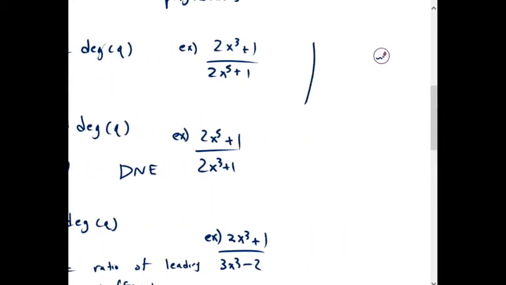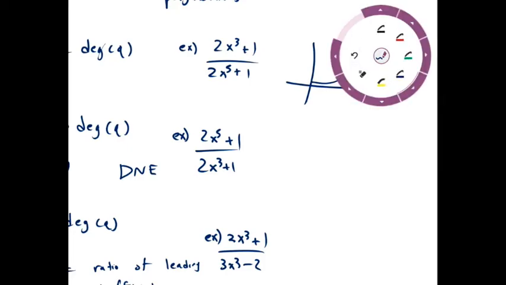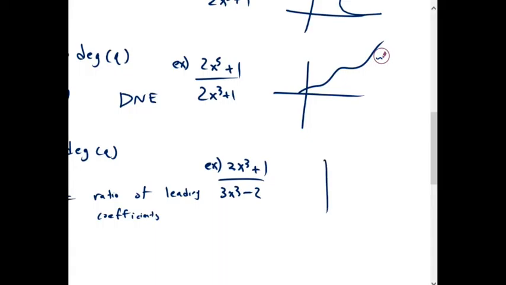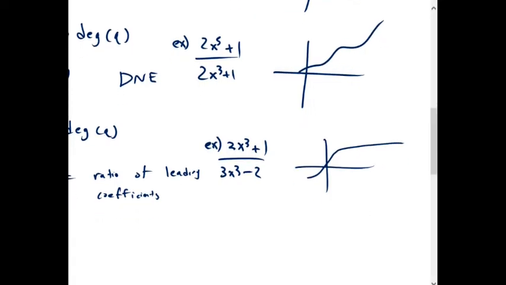And what these will look like graphically is, this will approach 0. This will go off into infinity. And this will settle on some value.